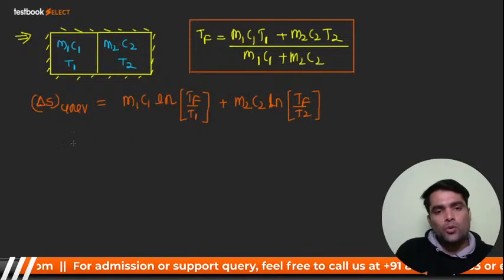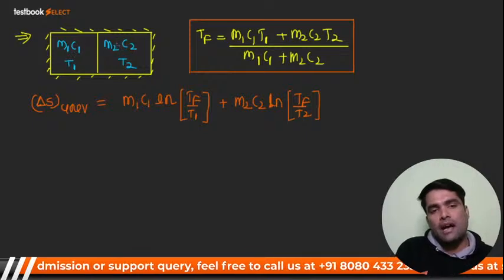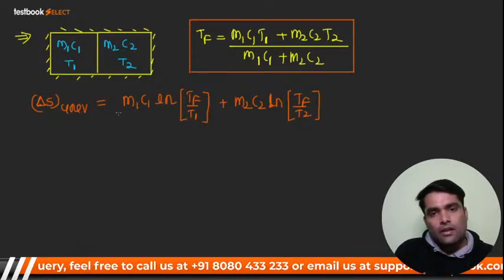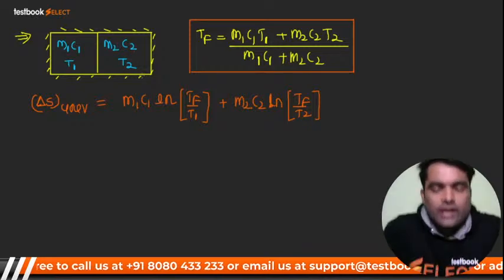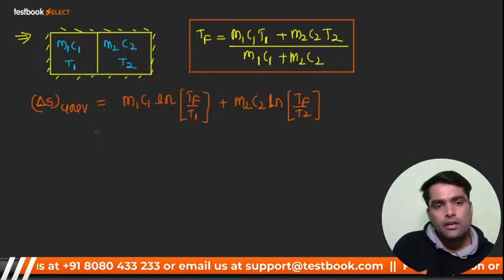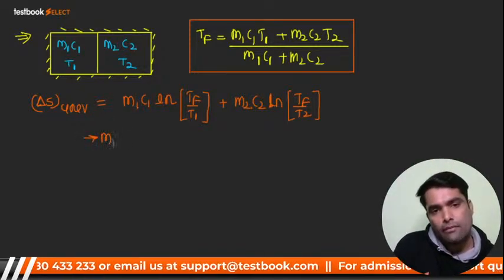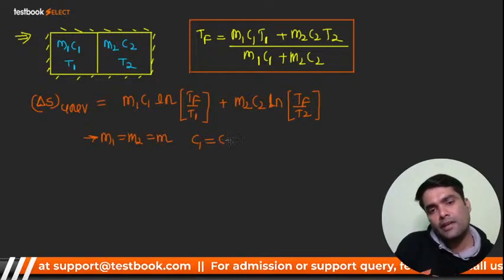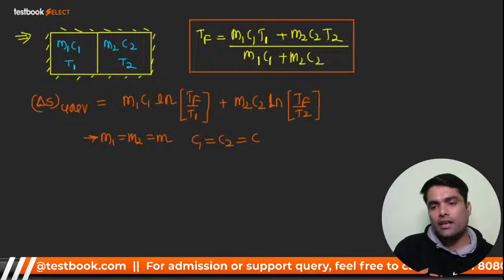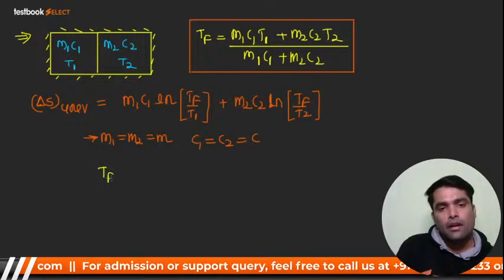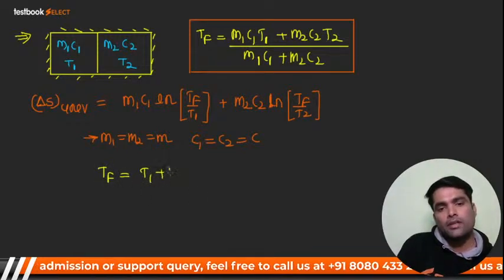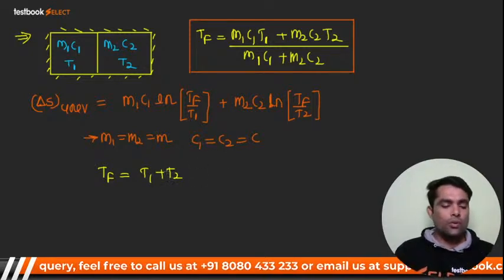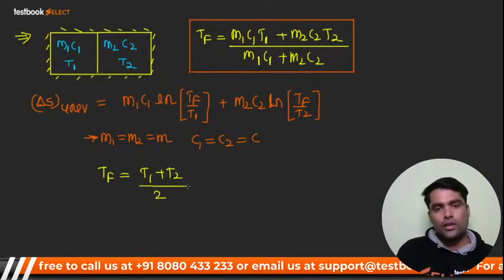And my dear, some people say that the mass of both is equal and the specific heat is equal. So at that time, if mass M1 is equal to M2 is equal to M and specific heat also becomes equal, then my dear, what will I get? My TF will become (T1 plus T2) by, what my dear? 1 plus 1, that is what? 2, right? This will happen.